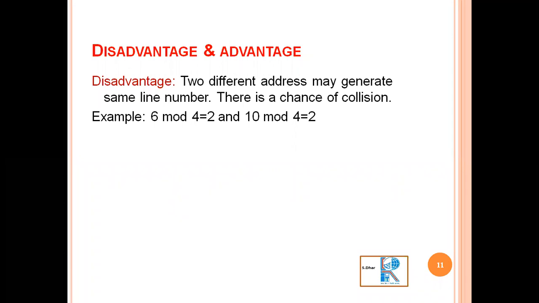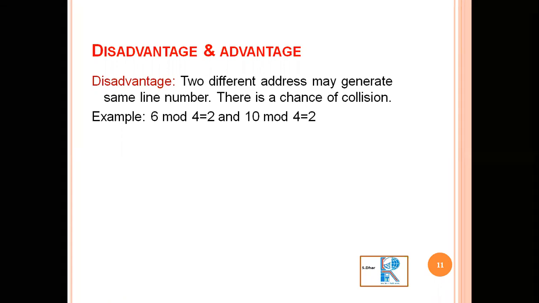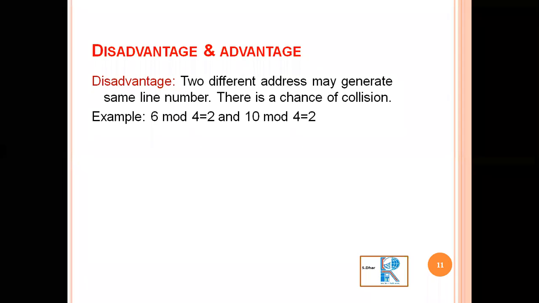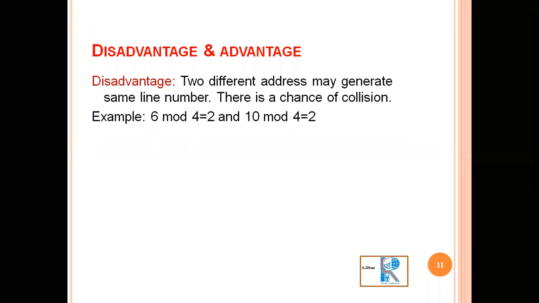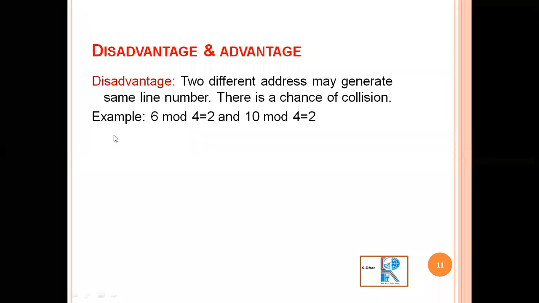There is a chance of collision, and the advantage is the speed is the highest among all mapping because it can directly find the particular address and check at the particular address. It will check the tag field whether the data is stored there or not. So this is the disadvantage, and advantage is the speed.